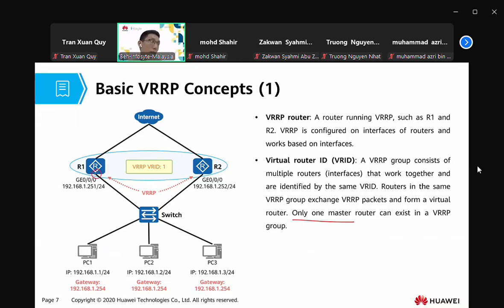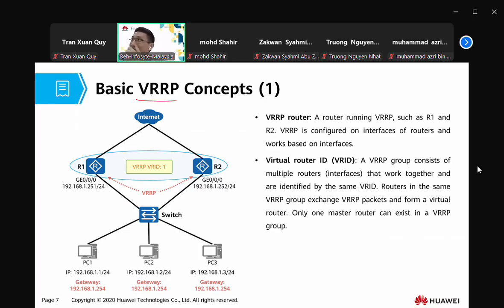Just that usually we put one master and one backup, because if you put three backups, the backups do nothing. They do not forward packets. So don't waste the resources, because more devices mean higher cost. At least two.